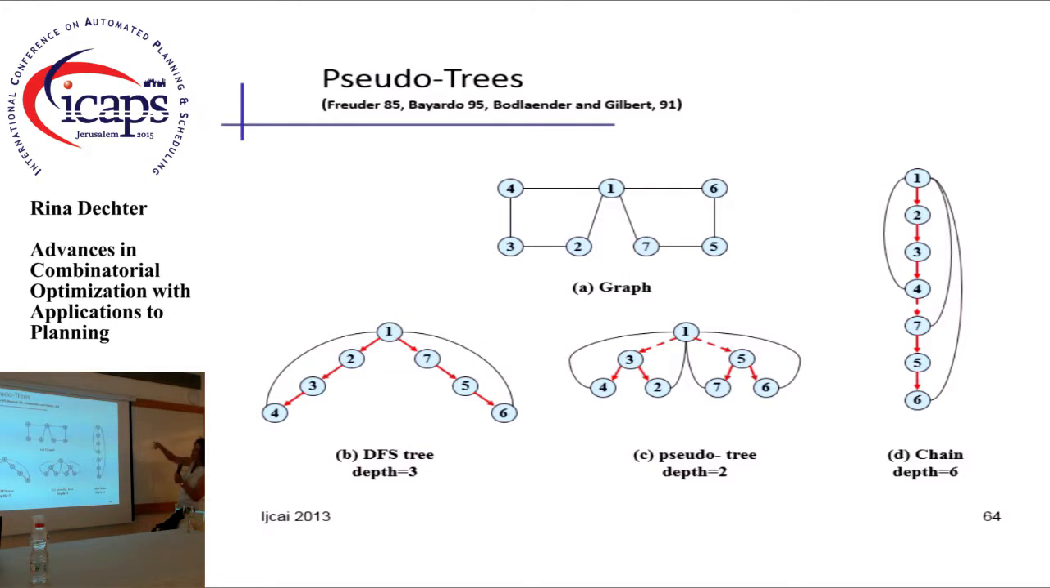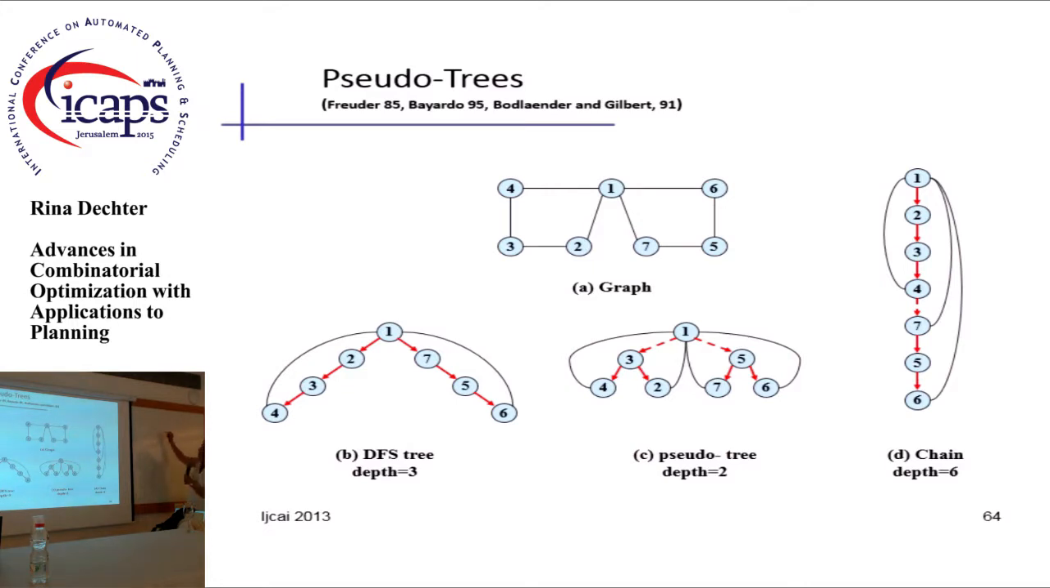So what we are recommending is to use an ordering that will give you a small induced width, like the min-fill algorithm. So in this case, if I look at the graph, 4 is connected to 3 and to 1. 2 is connected to 1 and to 3. 3 is connected to 2, 4, it's already there. 6 is connected to 1 and 5. And 7 is connected to 1 and 5. And 5 is connected to 6, already connected.